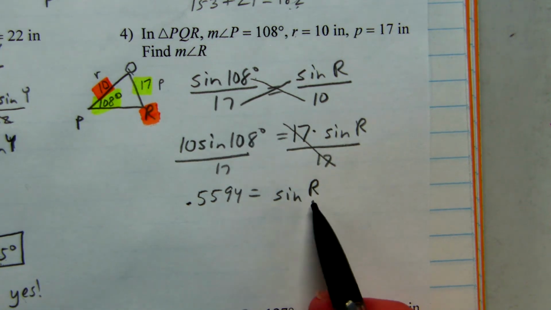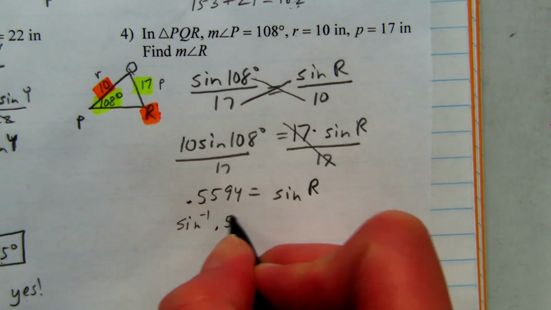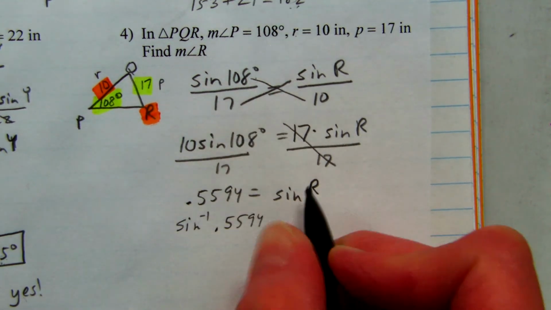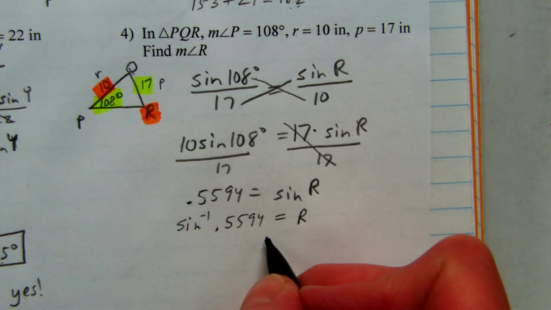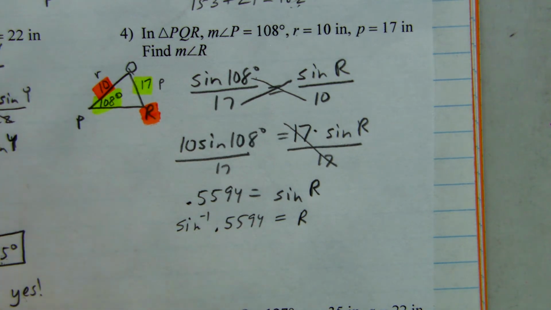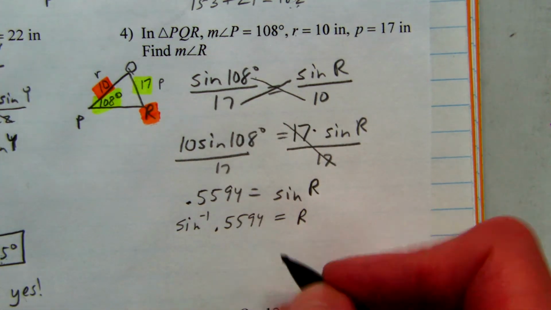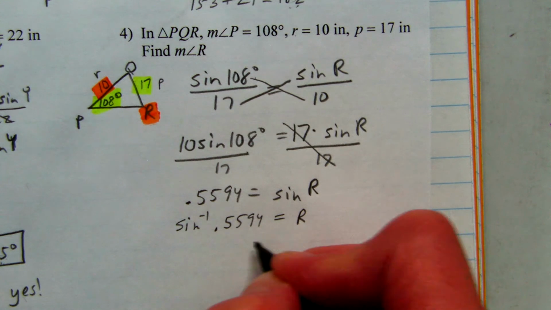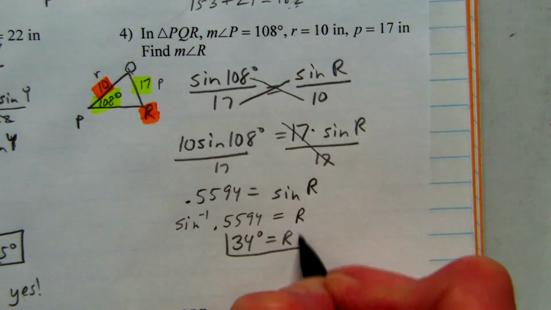Oh, the negative one. Yeah, the one with the negative. So we're going to do inverse sine of 0.5594, and that's what gets rid of the sine. When you put that in, it comes out about 34.01, something like that. So let's go ahead and round that off to about 34 degrees for capital R.